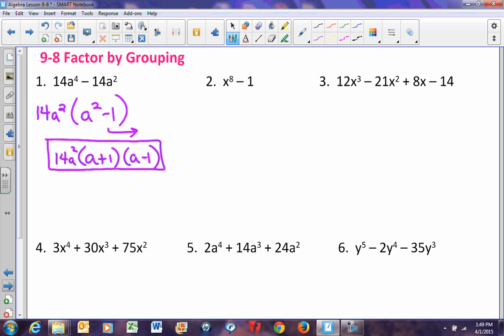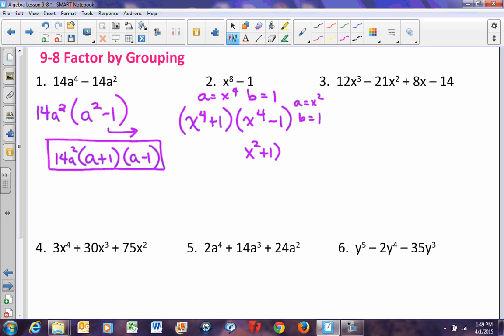Number 2, I love problems like number 2, because this is a problem that actually can be factored fairly far. Binomial. Perfect square binomial, because there's a minus sign between the two. So my a term is x to the 4th, and my b term is 1. So I have x to the 4th plus 1, which will never factor again. X to the 4th minus 1. Oh, look, that factors again, doesn't it? My a term here is x squared, and my b term is 1. So this would factor to x squared plus 1 times x squared minus 1. Will not factor again. This won't factor again.